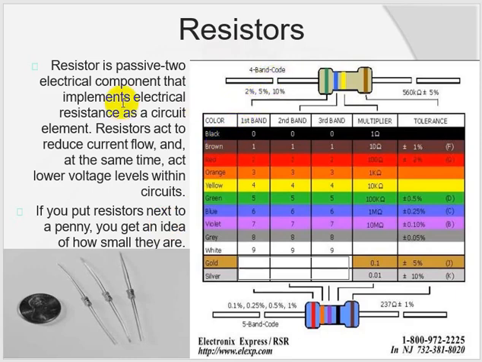Then resistors, a very important component in the electric category. A resistor is a passive two-terminal electrical component that implements electrical resistance as a circuit element. Resistance acts to reduce current flow and at the same time acts to lower voltage levels within the circuit. If you put a resistor next to a penny, you get an idea of how small they are.